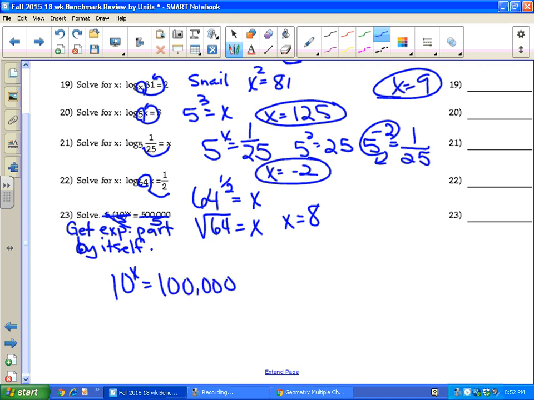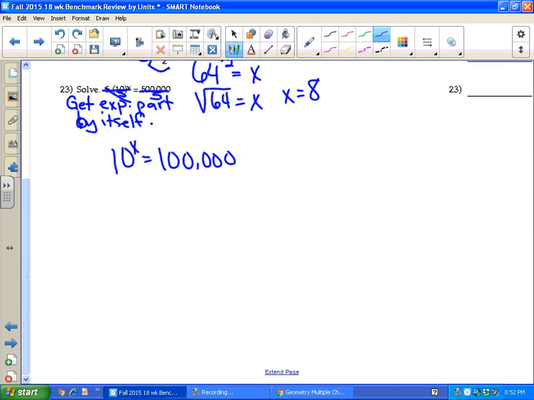Now, the second strategy says try to make them both base 10. I believe 100,000 can be changed to base 10. So 10 to the x power is 10 to what power? Well, count the zeros. 1, 2, 3, 4, 5, so it should be 10 to the 5th. The only way this 10 can be equal to this 10 is if these exponents are the same. So the answer for x must be 5.